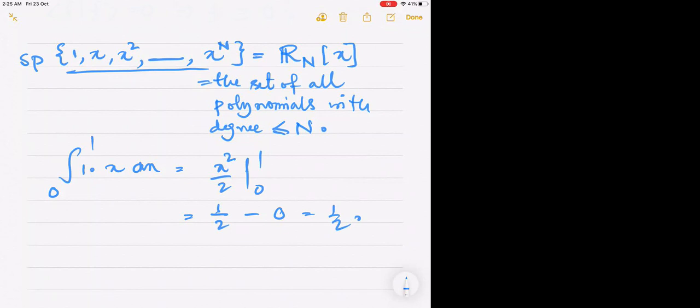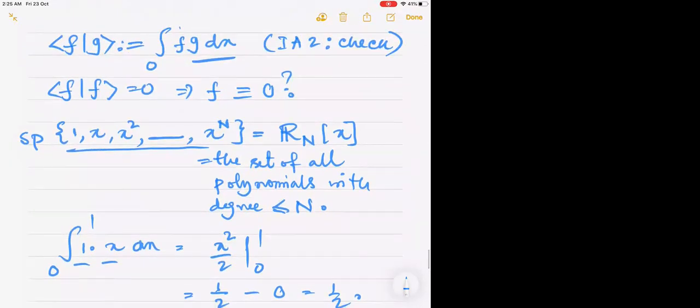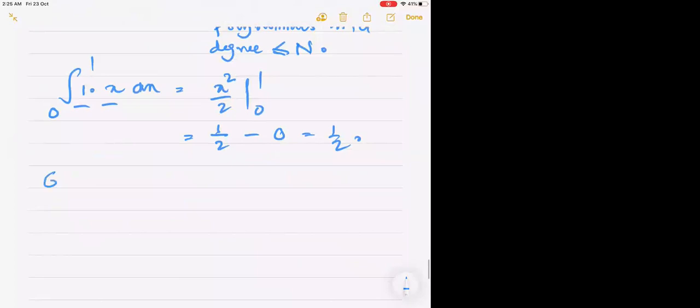So 1 and x are not orthogonal to each other. Neither are x and x squared, or 1 and x squared. These functions, or these vectors, are not orthogonal to each other. But with the idea of this inner product and the idea of Gram-Schmidt orthogonalization, I should be able to orthogonalize these vectors.